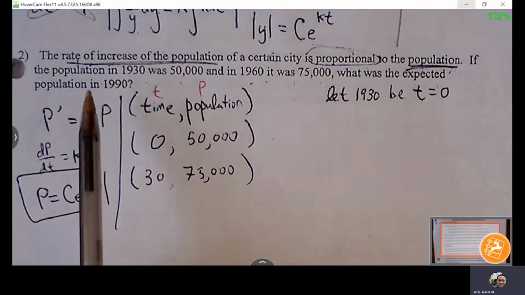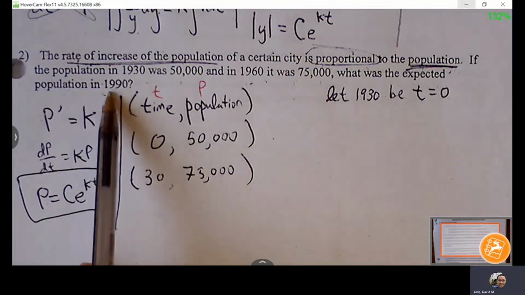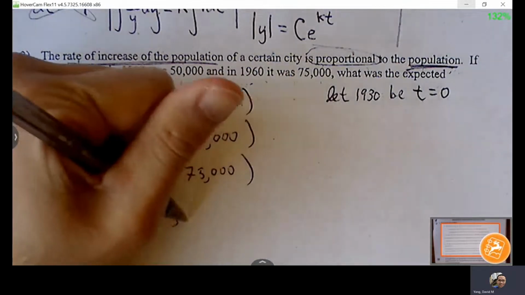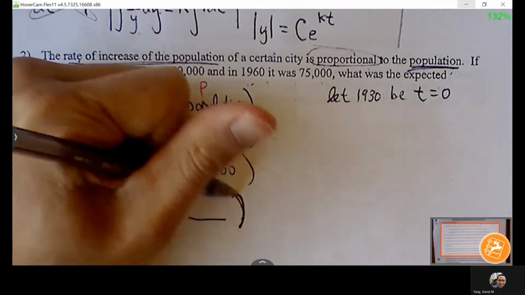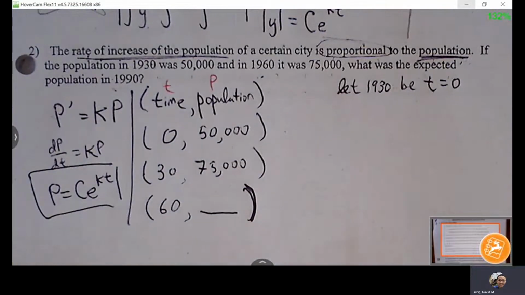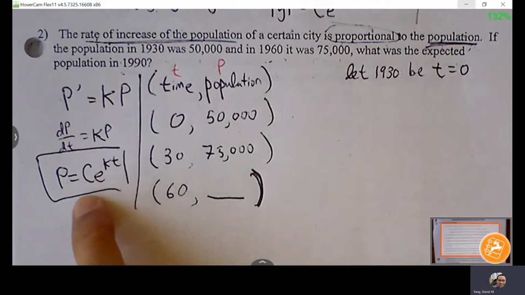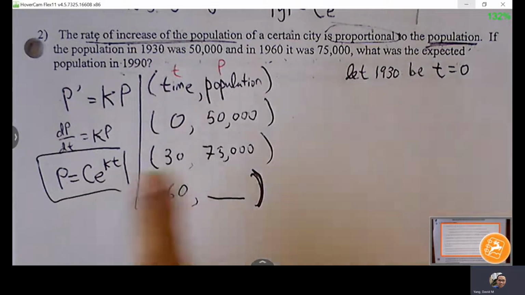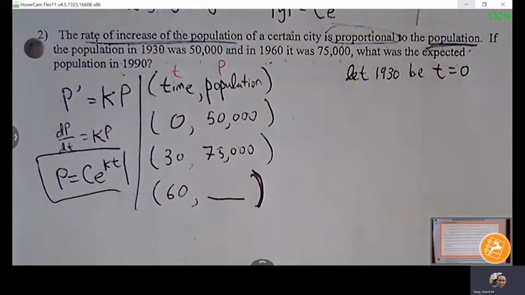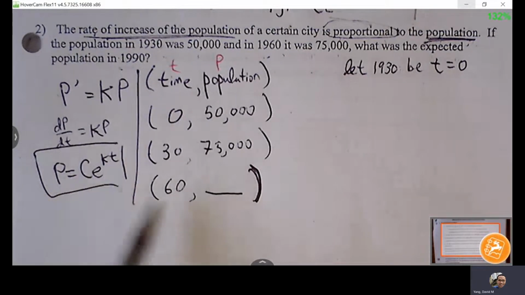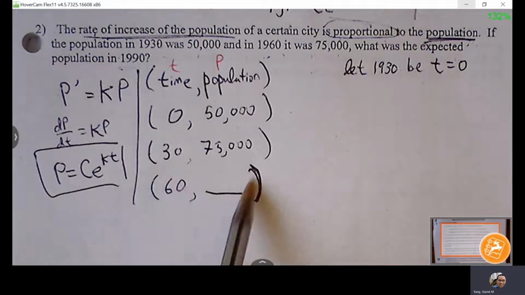What's the expected population in 1990? This is 60 years after our initial. 60 years later, we want to know what the population is. Now, the reason that we have so many ordered pairs here is because we have a lot of information that we need to resolve. We have this general equation. We don't know what the C value is. We don't know what the K value is. So the two ordered pairs are going to help us get the information that we need to graduate this general equation to a specific equation with enough details to help us make this prediction.